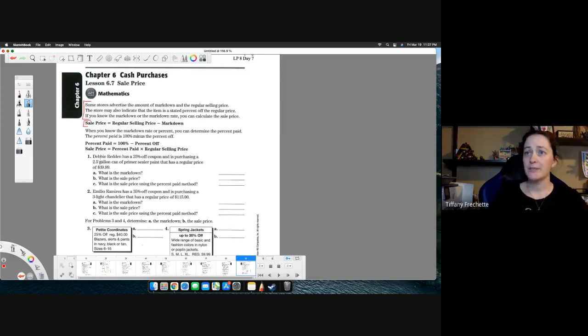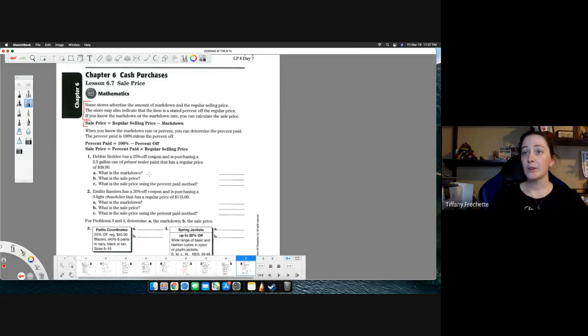So let's go ahead and read this first one here. Debbie Redden has a 25% off coupon and is purchasing a 2.5 gallon can of primer ceiling paint that has a regular price of $39.99. What is the markdown? What is the sale price? What is the sale price using the percent paid method?